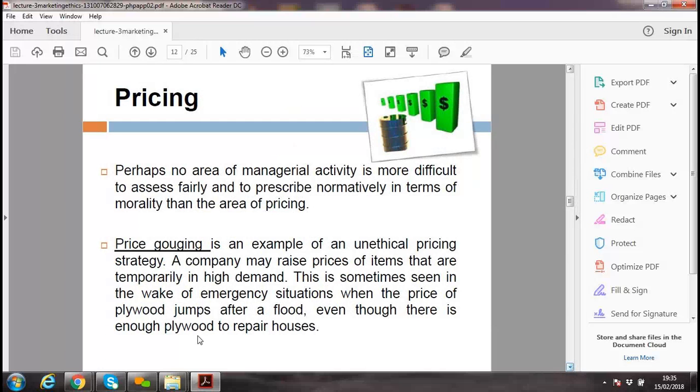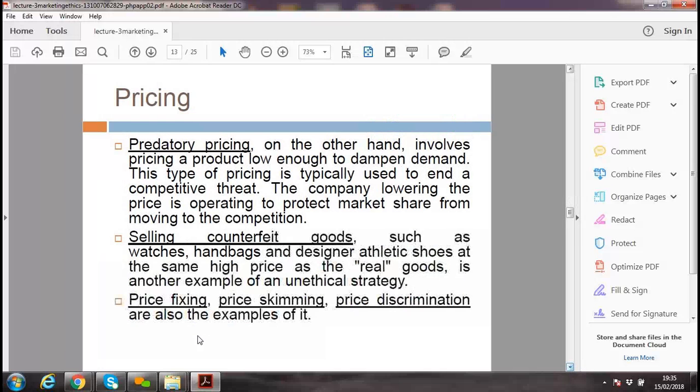Pricing: perhaps in no area of managerial activity is it more difficult to assess fairly and to prescribe the normative in terms of morality than the area of pricing. How can we charge the price? We bought cheaper goods and we increase the price. We dump a lot of stock in our warehouse because we want to be a millionaire, which is ethically wrong. Yes, we can earn a commission or profit, but we need to look around.